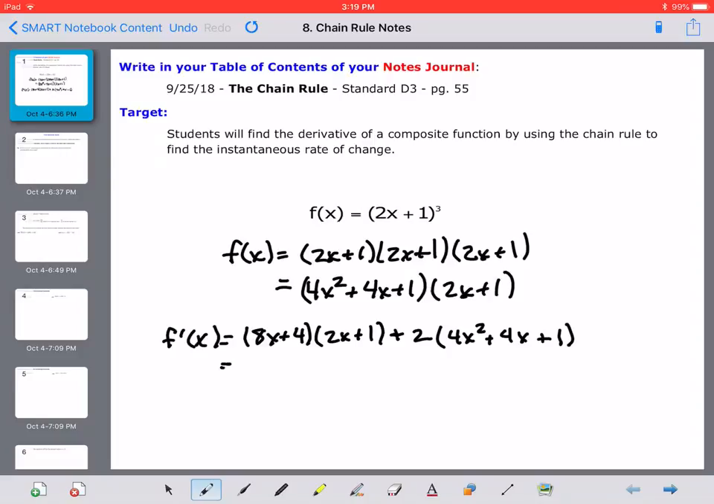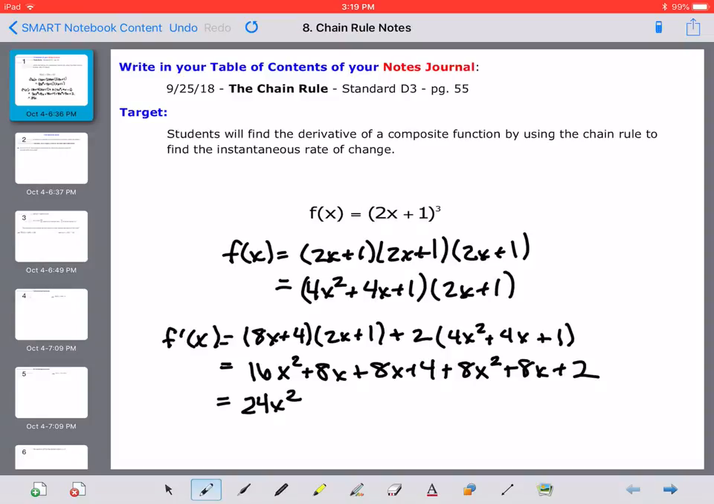I would have to expand it again. I would get 16x squared plus 8x plus 8x plus 4. I'd get another 8x squared here, another 8x, and plus 2. Then if I combine my like terms, I'd get 24x squared. That covers that and that. I'd also have 24x. That covers that and that. And of course, I would get plus 6.